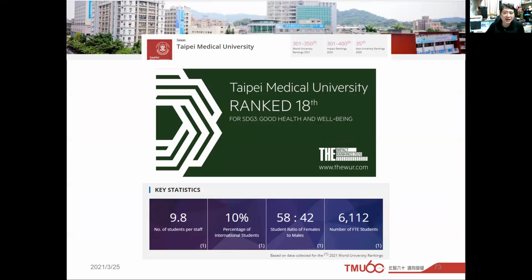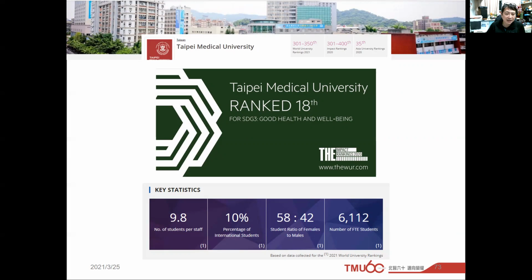And the university is only about 60 years old. It was built around 60 years ago, and right now it has a very good reputation, with a world ranking of around 300 to 350. In 2021, you can see our progress. In 2020, we were around 340, and right now we have improved. Recently we got ranking 18 in the Good Health and Well-being university ranking.